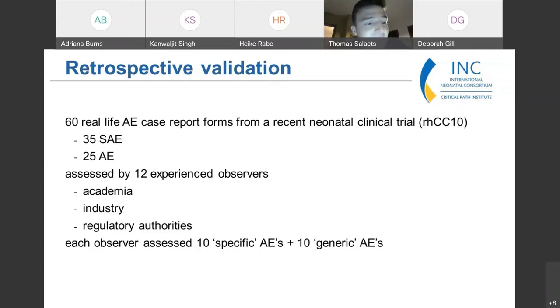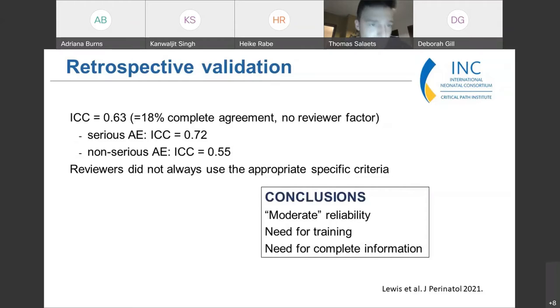They used 60 real-life adverse event case reports from a recent neonatal clinical trial, of which 35 were serious and 25 were non-serious. They were assessed by 12 experienced observers from academia, industry, and regulatory authorities, and each of them assessed a part of the adverse events. By doing so, they showed that the ICC, the intraclass correlation coefficient, was 0.63, with 18% having complete agreement and no reviewer factor available.